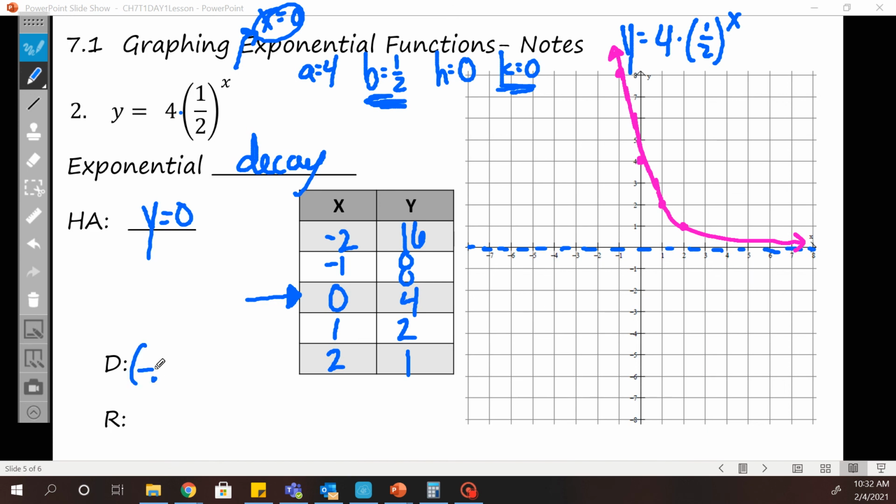The domain for all of these is the same, -infinity to infinity. But the range, however, is limited because it doesn't go on forever. It actually stops here at this dotted line. It stops at 0. So we would say the range is from 0 to infinity.